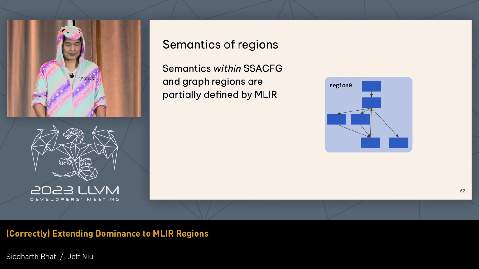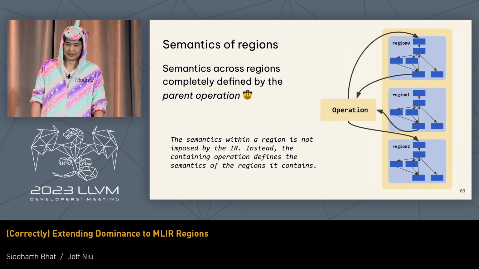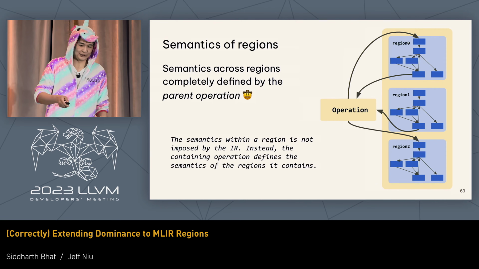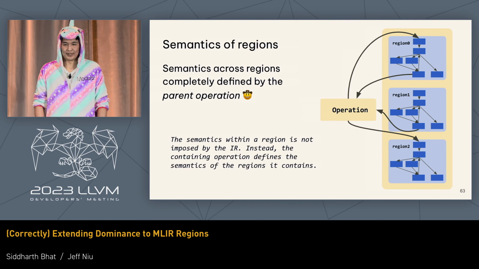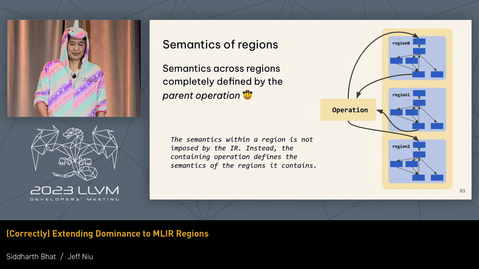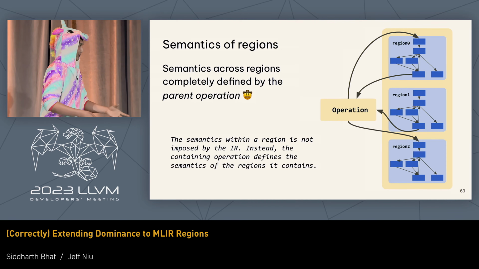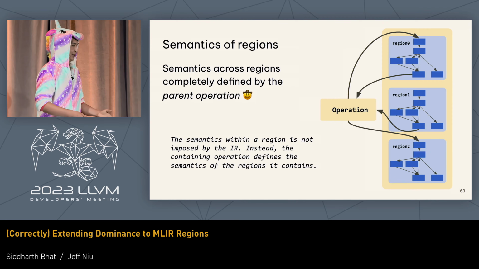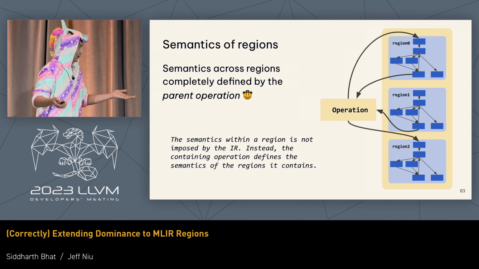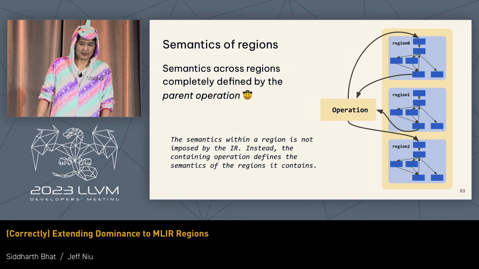So it turns out that the semantics of regions within them are partially defined by MLIR. But actually, the semantics across regions, in multiple senses of the word, is completely defined by the parent operation. The LangRef says that the containing operation defines the semantics of the regions it contains. And this is where the problems start to come, because MLIR ops can mean whatever you want them to mean. Consequently, region semantics could be whatever you want them to be.